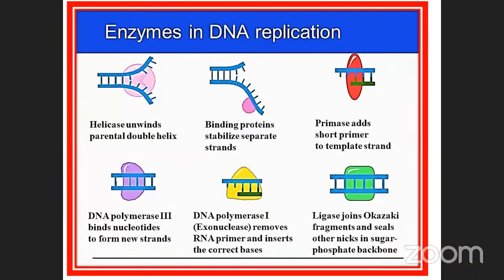See the enzymes in DNA replication. First one is helicase. This enzyme does the complete bond breakage. Another one is the binding protein, which stabilizes the separated strands. Another one is primase, which adds a short primer to the template strand. This is the ORI. So we are adding primase enzymes. DNA polymerase 3 binds nucleotides to form a strand.